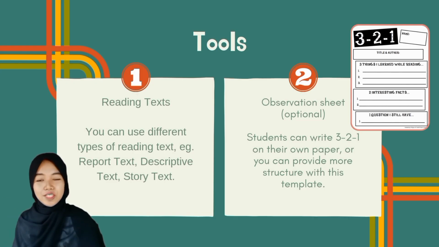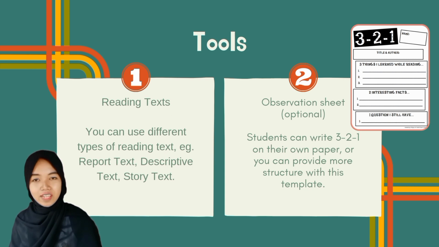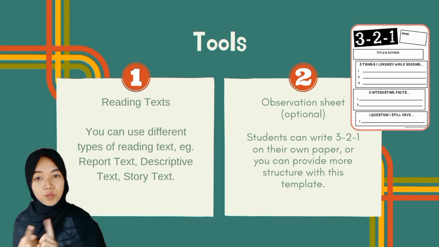Hi guys, in this part, I will tell you that there are 2 tools you can use in the 3-2-1 strategy. First, reading text. Providing reading text aims to determine students' abilities and skills in analyzing information in the text. Teachers can use different reading texts, such as report text, descriptive text, and story text, as material for students to analyze. The second is the observation sheet.